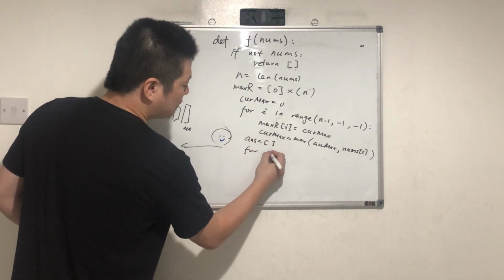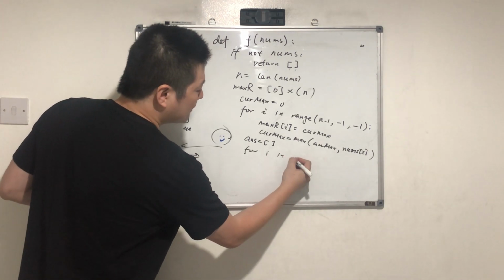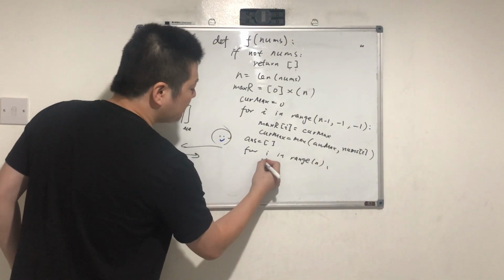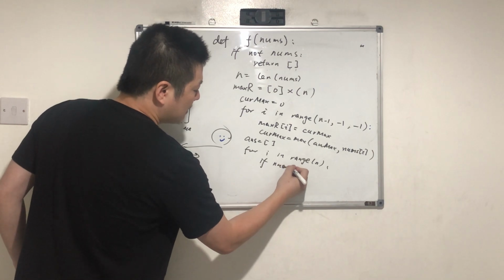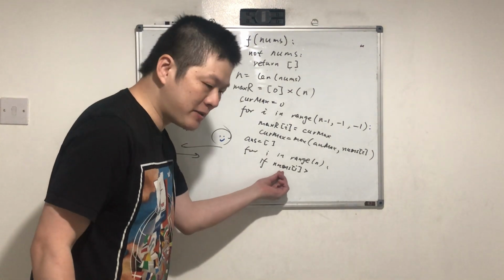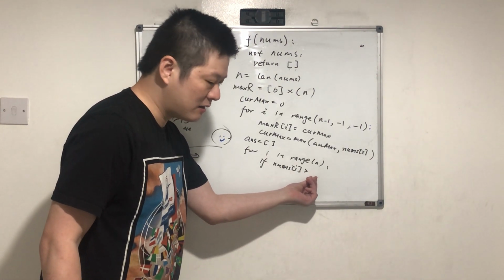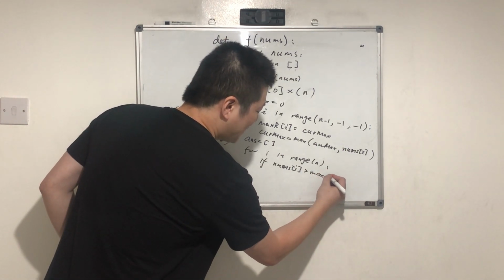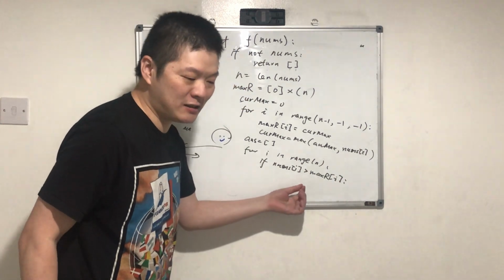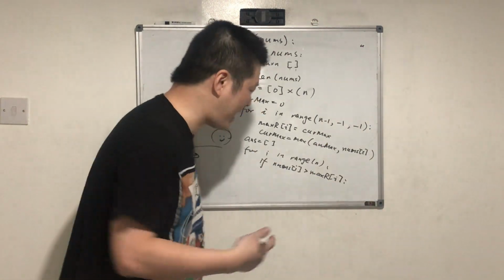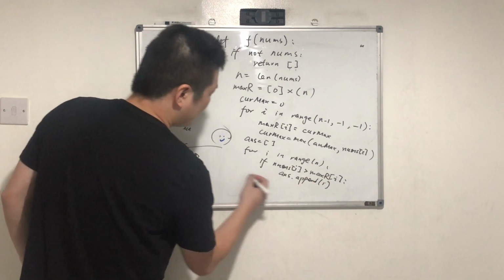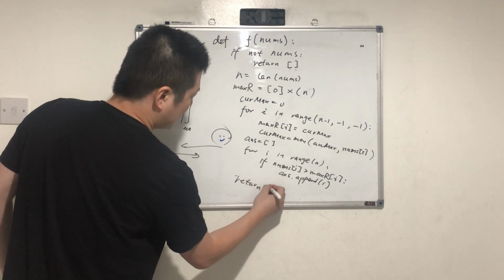And then let's go from the left to the right. For i in range n, we go through each index. If the current building height is bigger than the max right, because we already know this array max right at i, then we append i to the answer. Does it make sense? And return the answer.